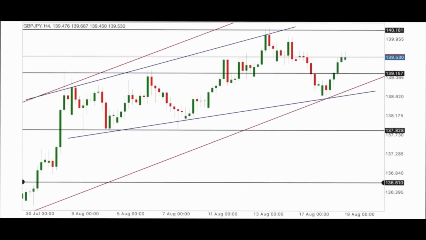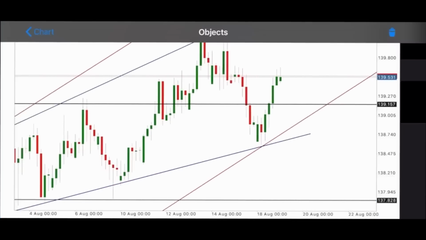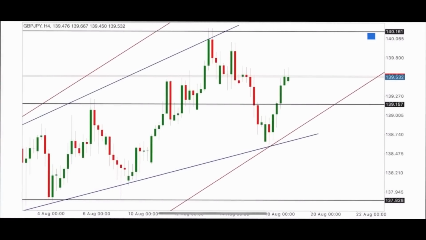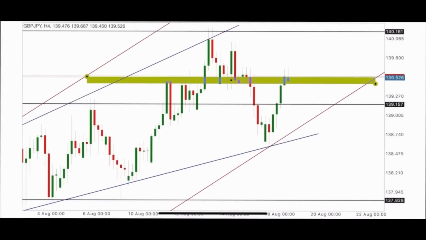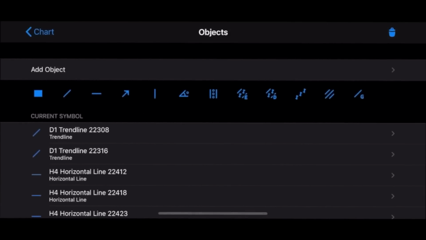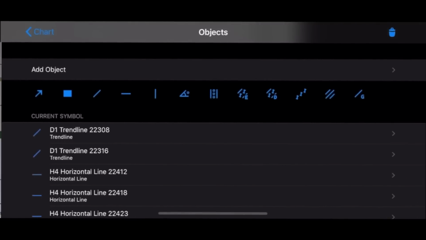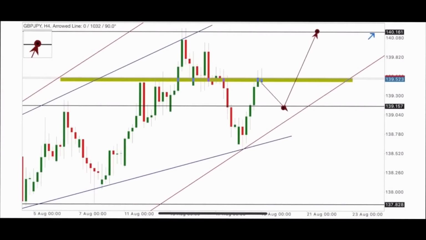My main focus is now gonna be on this one. So I can already see that there is an important zone here, which I'm gonna highlight right now. From this important zone, I'm looking forward for reversals going to retest on this other previous zone, and then from there I'm looking for continuations moving further up.